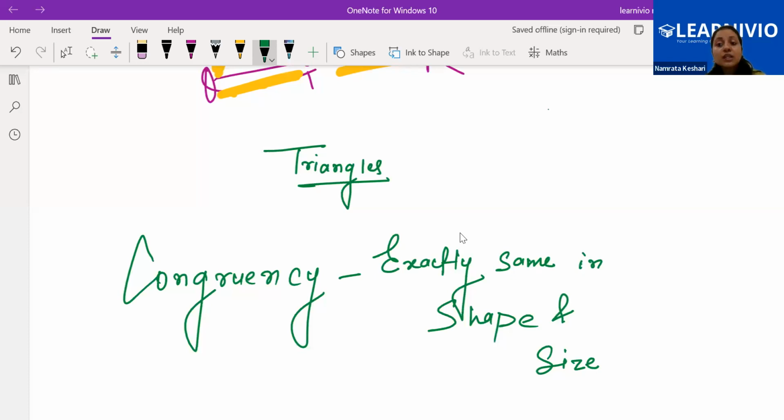See, most of the students don't understand the meaning of congruency and then start proving the triangles congruent. So before starting with the triangle and proving two triangles congruent, we need to understand the meaning of congruency. And the meaning of congruency is exactly same in shape and also in size. So if I am drawing one circle over here and another circle over here, how will we check these two circles are exactly same? These two are same in shape. These two are circles, we understand. But the size is also same.